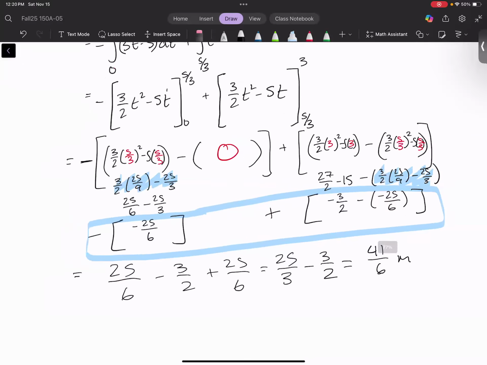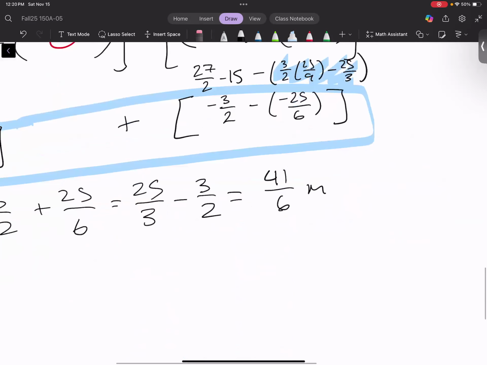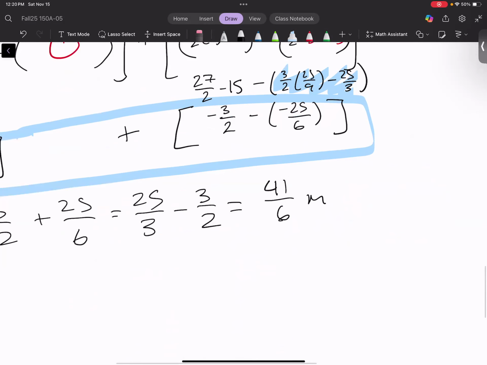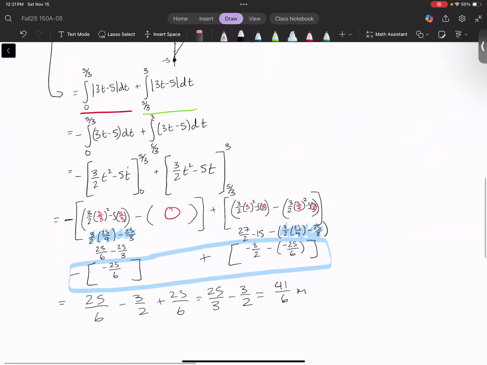meters. So notice what happened. My displacement is negative 3 over 2 meters, right? 1.5 meters. I moved 1.5 meters to the left. But this 41 over 6 is actually the distance I traveled. And if you calculate it out, it's close to 7 meters. So even though I only moved 1.5 meters to the left, my entire journey involved traveling 7 meters. Almost 7. It's not exactly 7. And that's that.